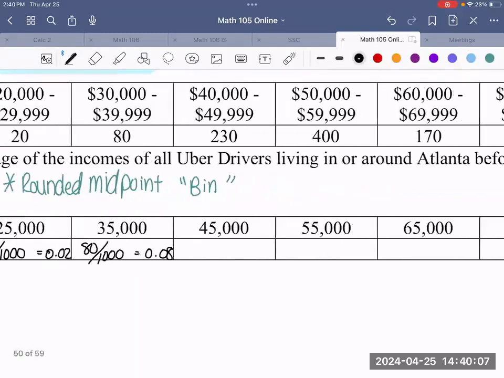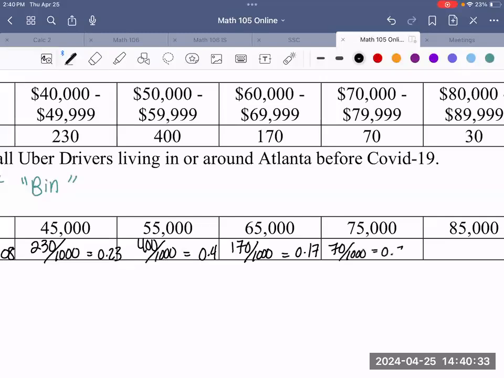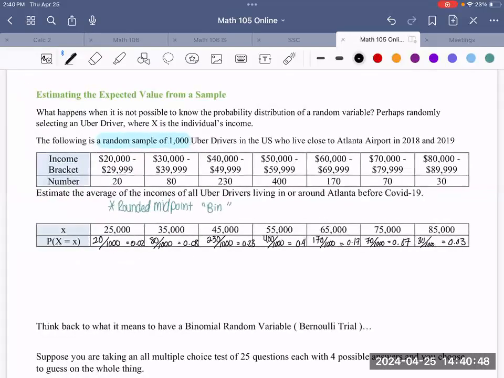If we did it again, those rounded midpoints, we got your 80 out of 1,000, 0.08. Now pause the video, see if you can get the remaining of these values. 230 out of 1,000, 0.23, 400. Oops, I made a mistake on that one. There you go.